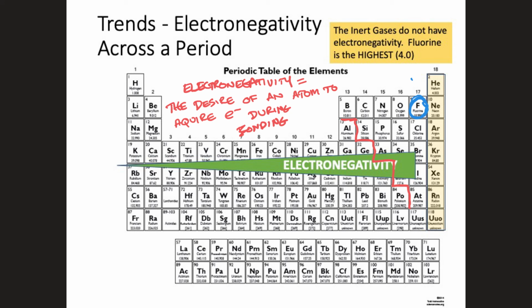Fluorine only needs one. It really wants it because then it'll look like neon, which is what it wants to do. Okay. Helium, neon, argon, krypton already have all their valence electrons. They don't need any more, so therefore they don't want any more, and therefore they don't have an electronegativity.